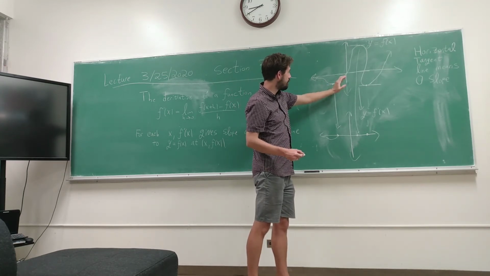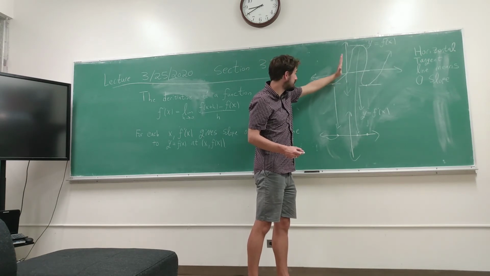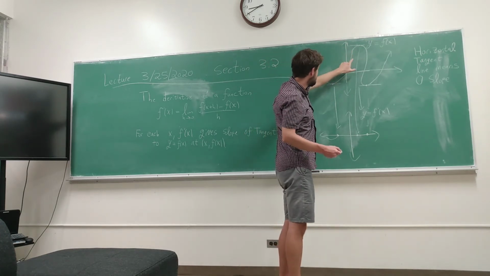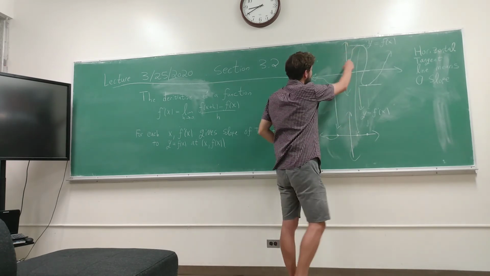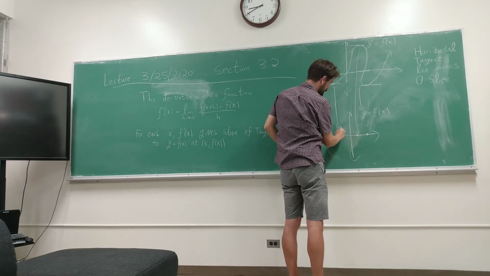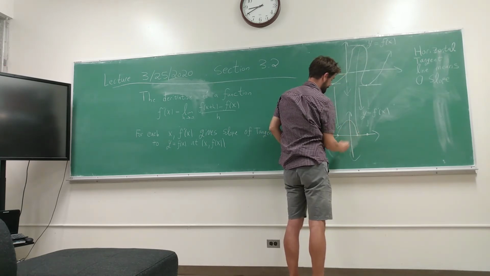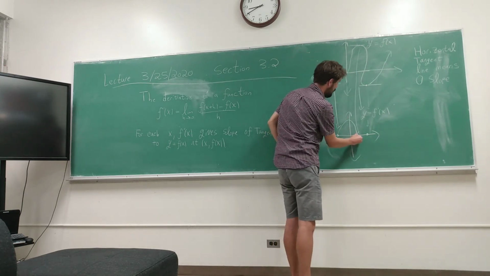Here, what happens to the derivative? Well, it's steep, but the function's increasing, so now it's positive, until it reaches here. It's going to start being negative right after this second x-intercept. Now the derivative is negative here.